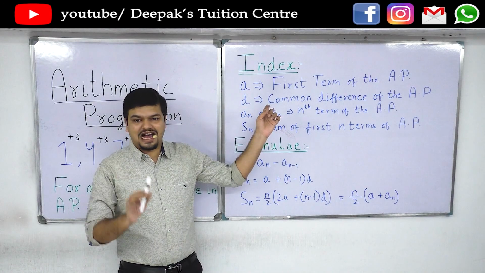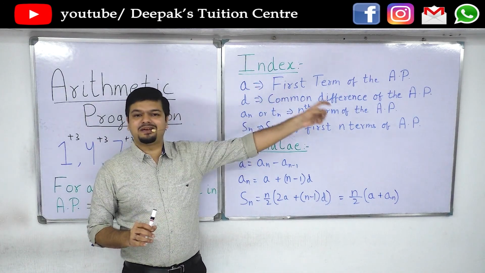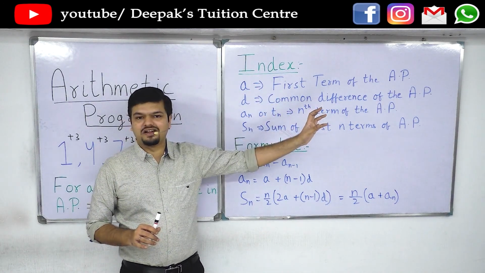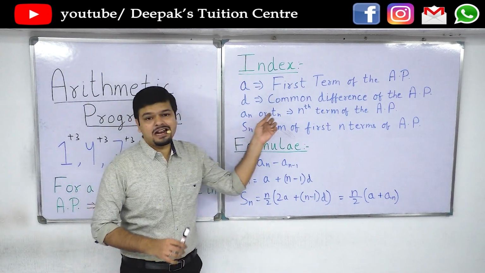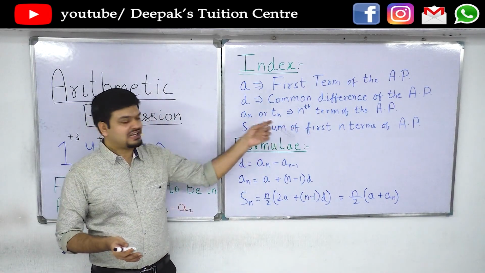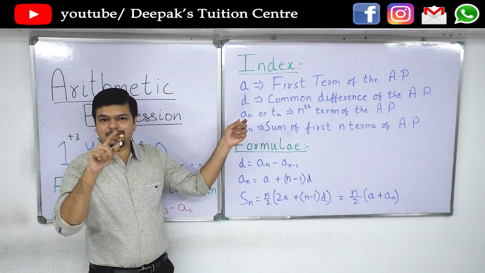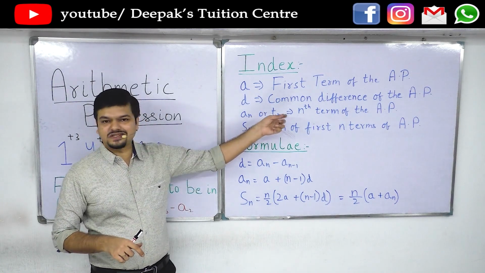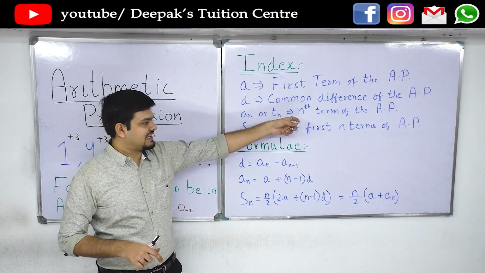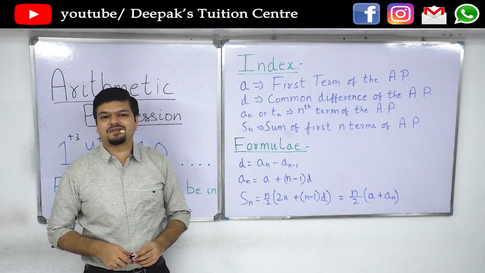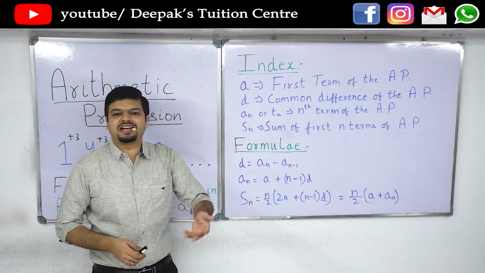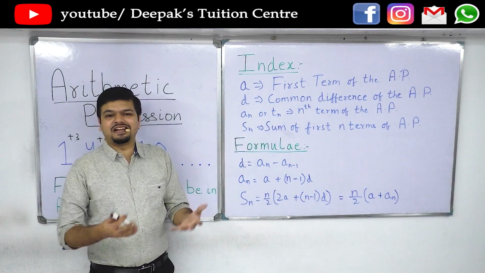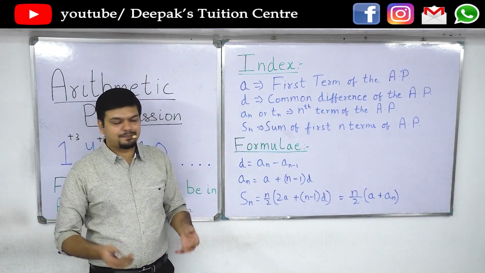So wherever we have to use them, we will write: let A be the first term and D be the common difference. An, or sometimes written as Tn, that is A with subscript n, or T with subscript n, is represented as the nth term of the AP. For example, the 50th term is A50, the 70th term is A70, etc.